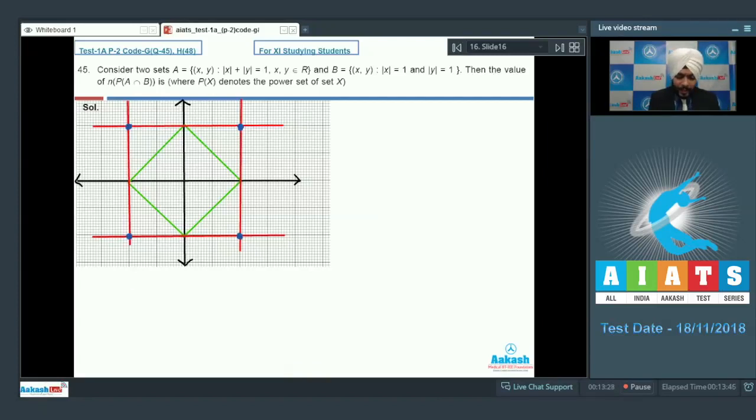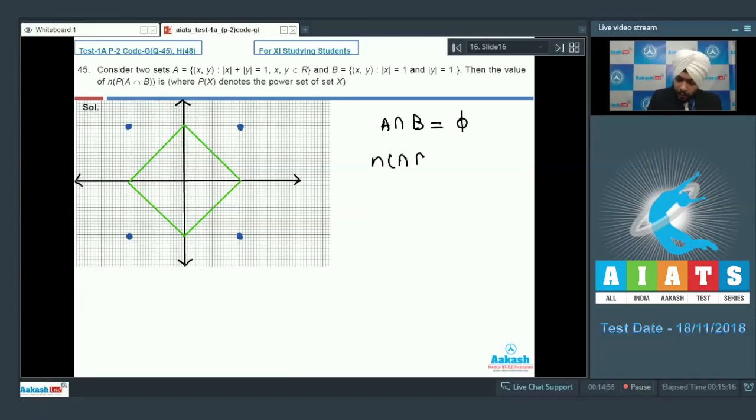You know, these red lines can create a misconception. Now students, be very careful. Set B is only the set containing these 4 blue dots. It's not the set containing the 2 red lines. So we must remove these red lines in order to avoid confusion. So removing these red lines, my A set is 4 green lines, B set is 4 blue points. I can see that there is nothing common. So A intersection B is empty. n of A intersection B is 0.